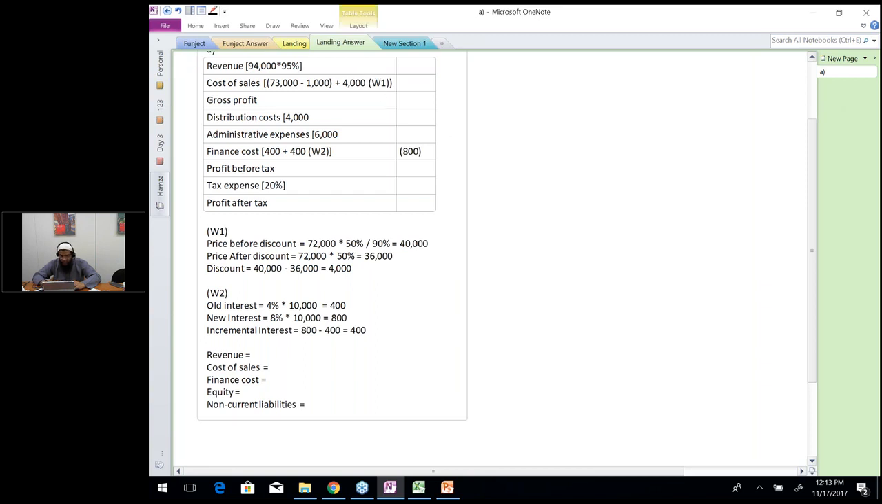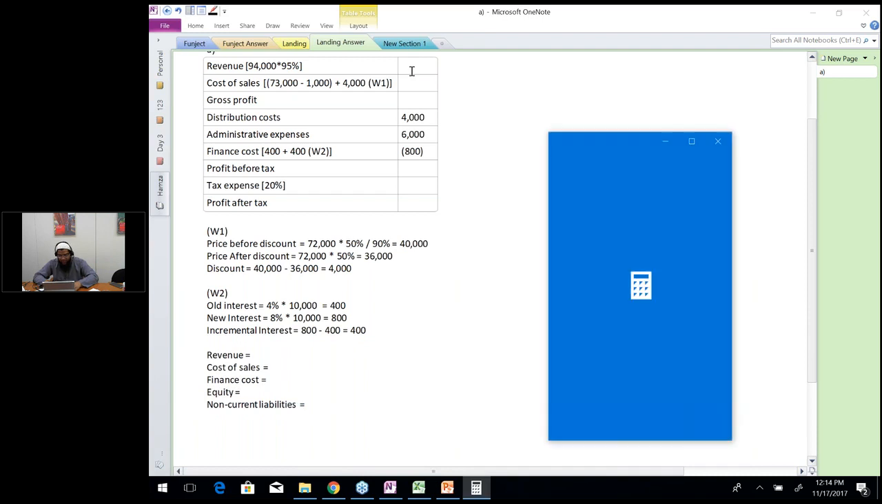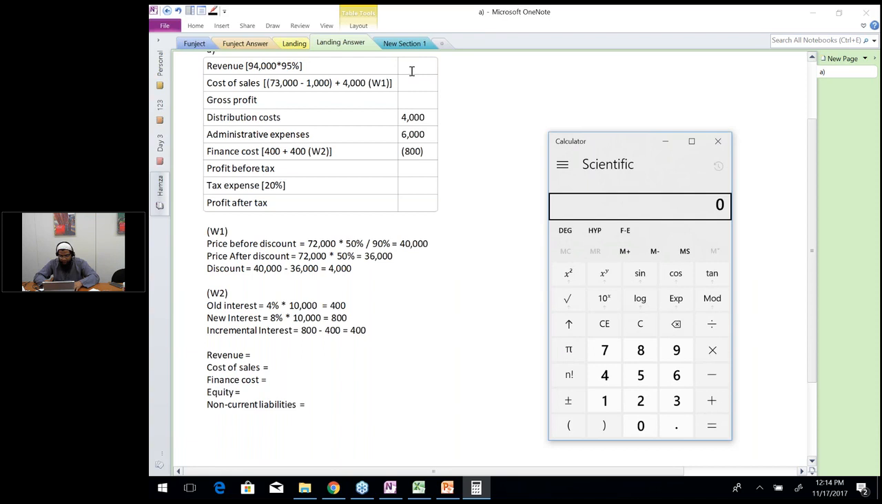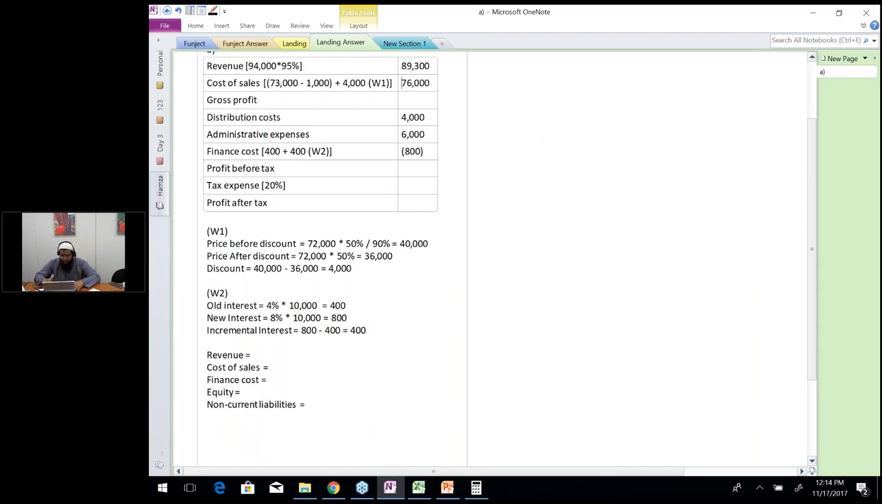Okay, now we have covered all of the adjustments. So let's close the workings. So the distribution cost is going to remain the same as 4,000. And the administrative expenses also don't have any adjustments, so this is going to remain at 6,000. The revenue is going to be 94,000 into 95%, which is going to be 89,300. And the cost of sale is going to be 73,000 minus 1,000 plus 4,000, which is going to be 76,000. And a negative 76,000.